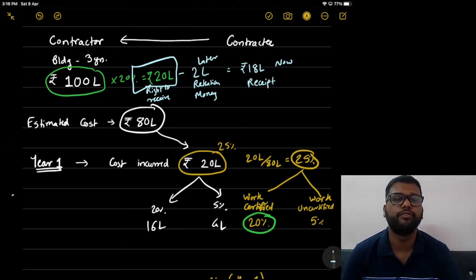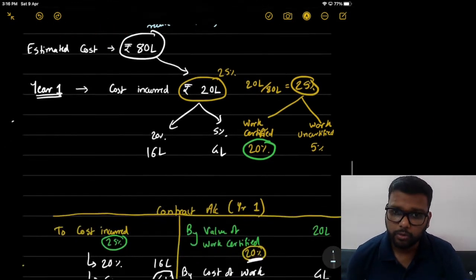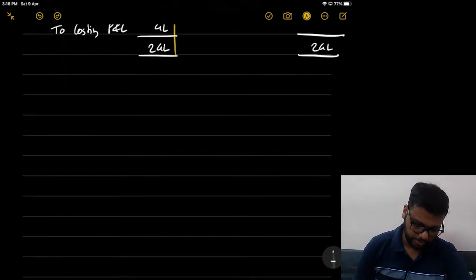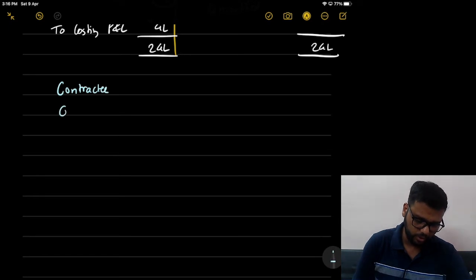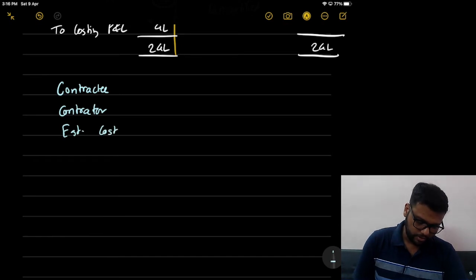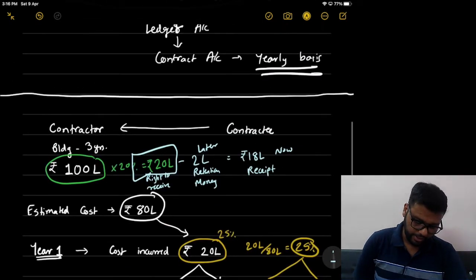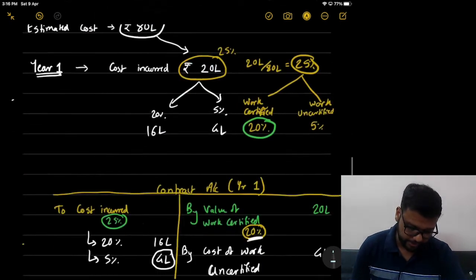Yes, sir. So up to now, we have seen some terms. Concentrate. Don't write anything till now. Contractee, contractor, estimated cost, then this 100 lakhs, we call it contract price.